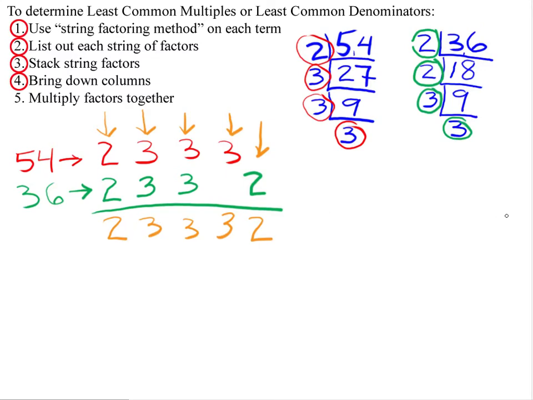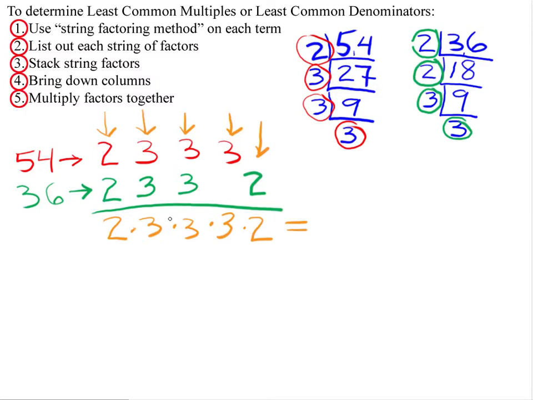Now step 5 says to multiply the factors together, and that just means this. We put multiplication dots in between here, which means to multiply these together, and we get our answer out here.